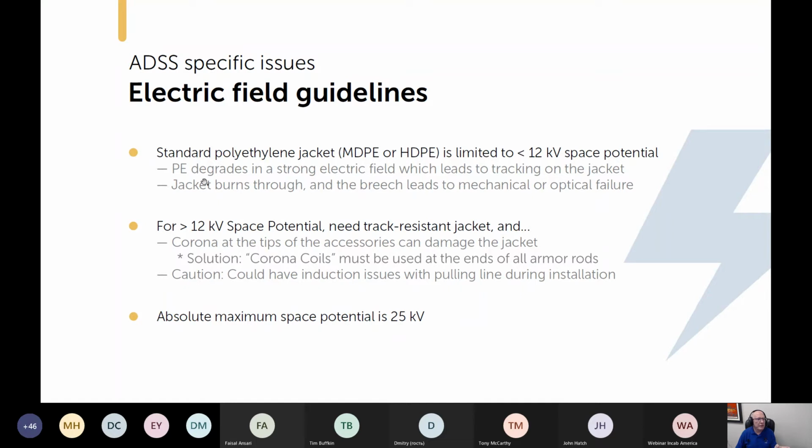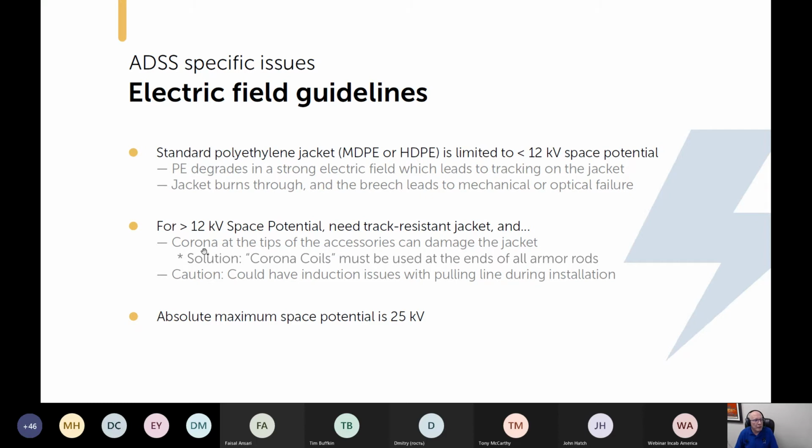In any case, when you get a jacket burned through, possibly even then you've got a breach to deal with, and you can get mechanical or optical failure. That burning could actually burn enough of the strength material to cause mechanical failure, or breach the tubes and allow water in the tubes or whatever, and you can get optical failure. But typically you get mechanical failure before or concurrent with optical failure. Usually you don't just see optical failure all by itself. Above a 12 kV space potential, you need to use a tracking resistant jacket.